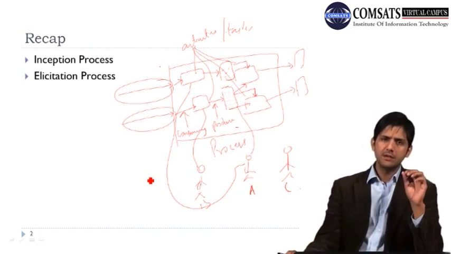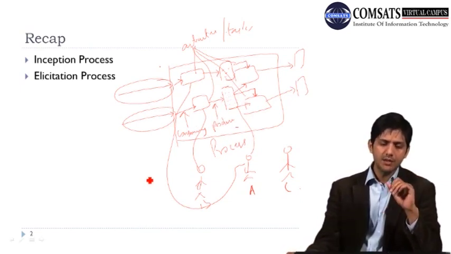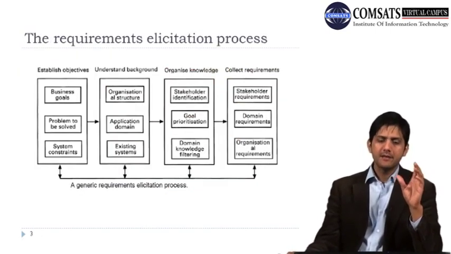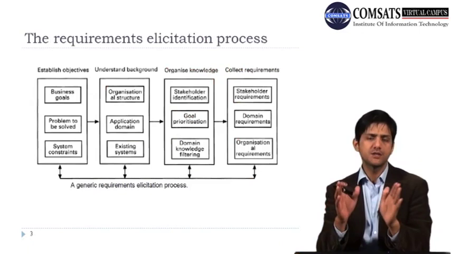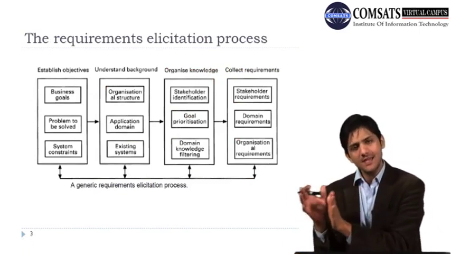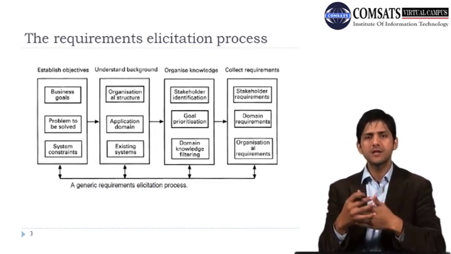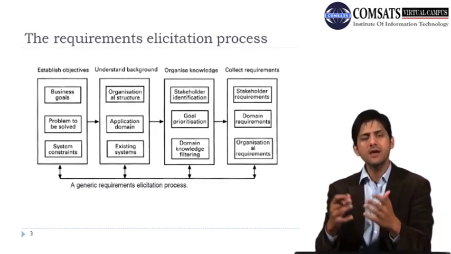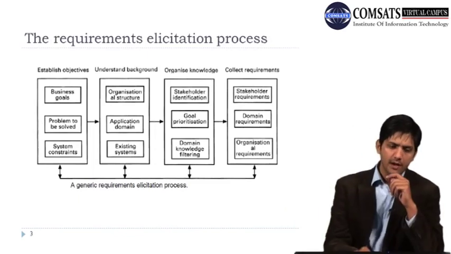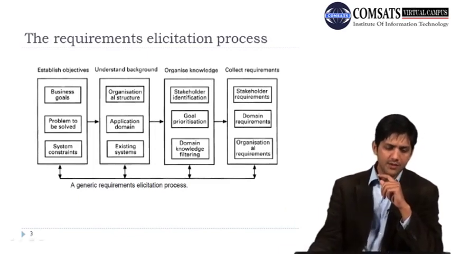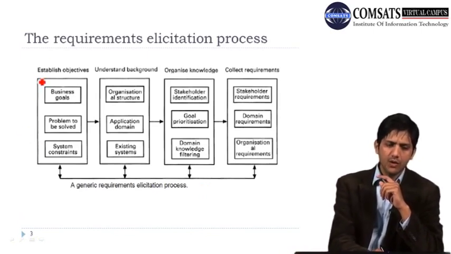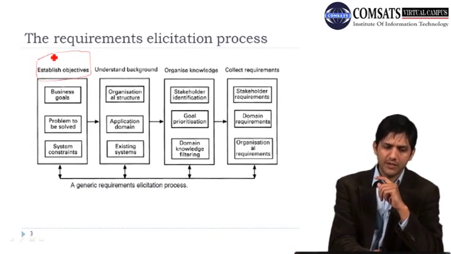So there were lots of things we talked about in elicitation, but there are two things which I want you to remember again. The elicitation process is a staged activity. It's a staged process where we perform certain activities in the first stage, and they would help us in carrying out the next stage of the elicitation process. And the first stage is basically establishing the objective.